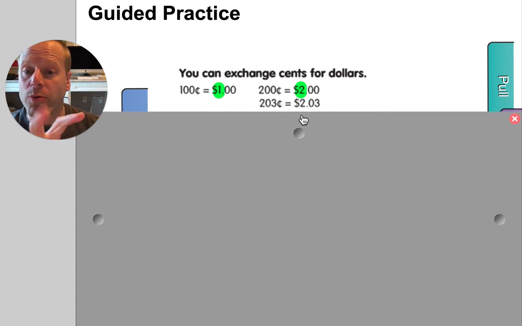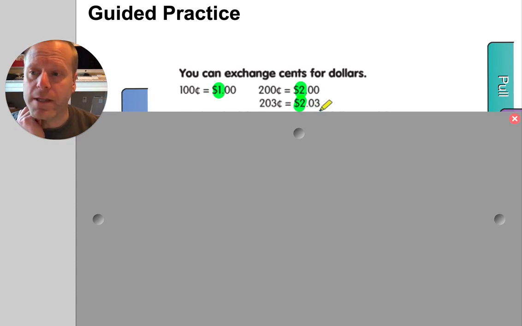Here is where you actually need the cents because you have some extras. 203 cents. So they did $2 and 03, right? Because these are pennies they have. Dimes would go here. Pennies would go here. Tens, ones. That make sense? I shouldn't use that word. It's confusing because we're talking about cents.